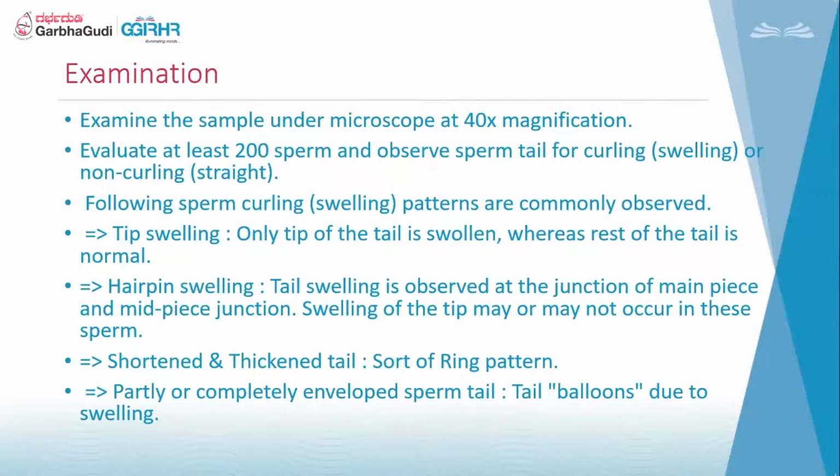Tip swelling: only the tip of the tail is swollen, whereas the rest of the tail is normal. Then comes hairpin swelling: tail swelling is observed at the junction of the main piece and mid piece, and swelling of the tip may or may not occur. Then comes shortened and thickened tail, short or ring pattern: a partly or completely enveloped sperm tail, so the tail balloons due to swelling. These are the types of swelling which you can observe in different sperms.